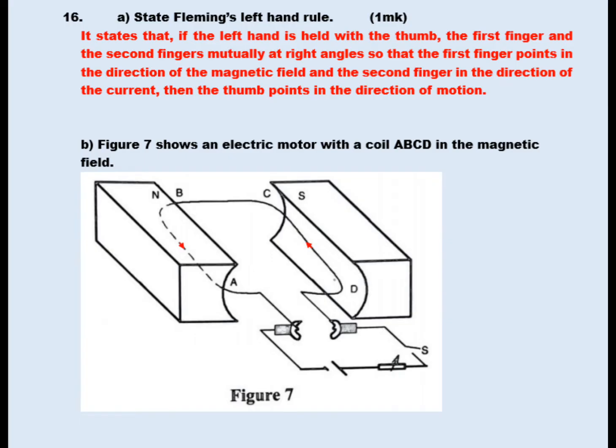I repeat, it states that if the left hand is held with the thumb, the first finger and the second finger mutually at right angles, so that the first finger points in the direction of the magnetic field, second finger in the direction of the current, then the thumb points in the direction of motion. Let's go to B.